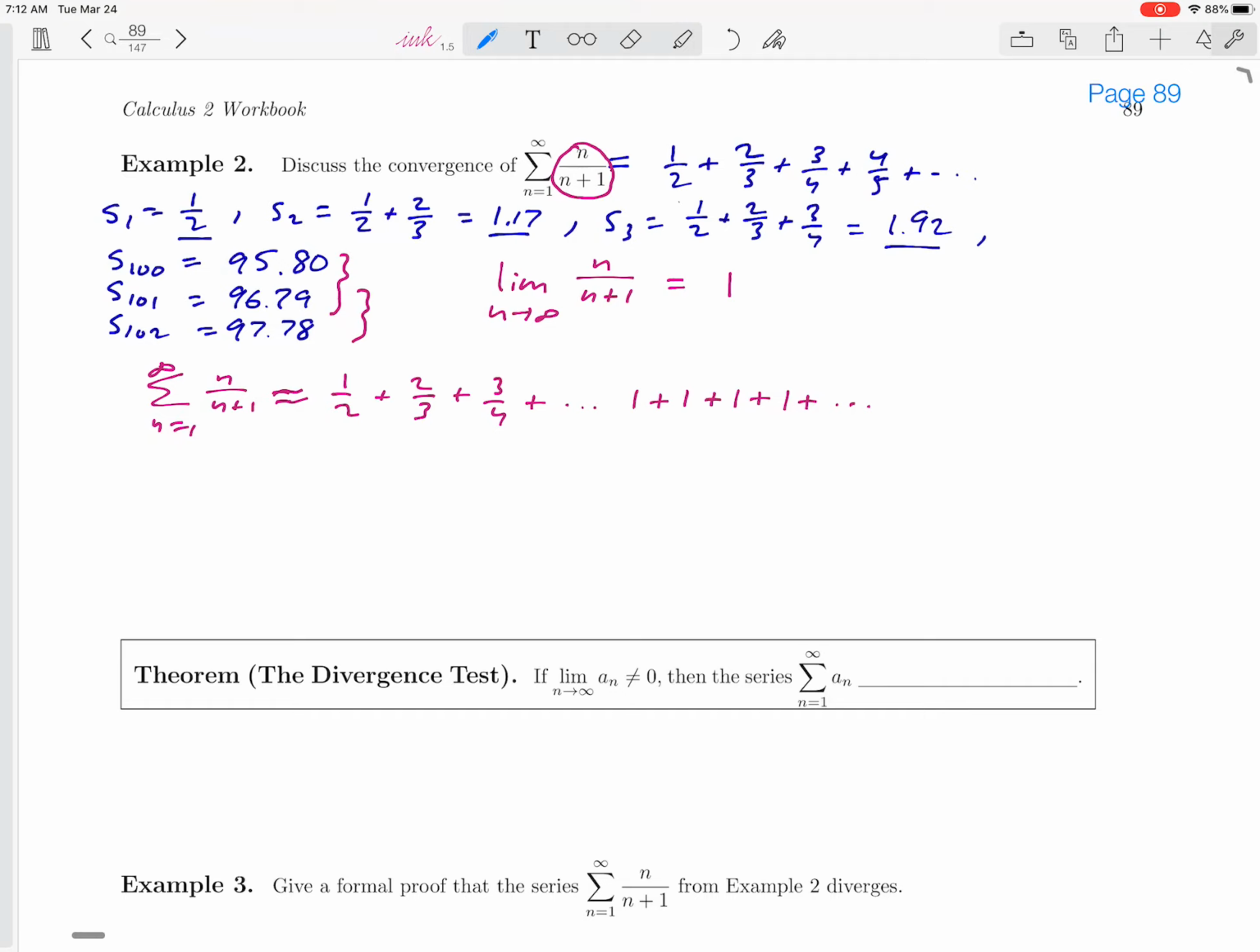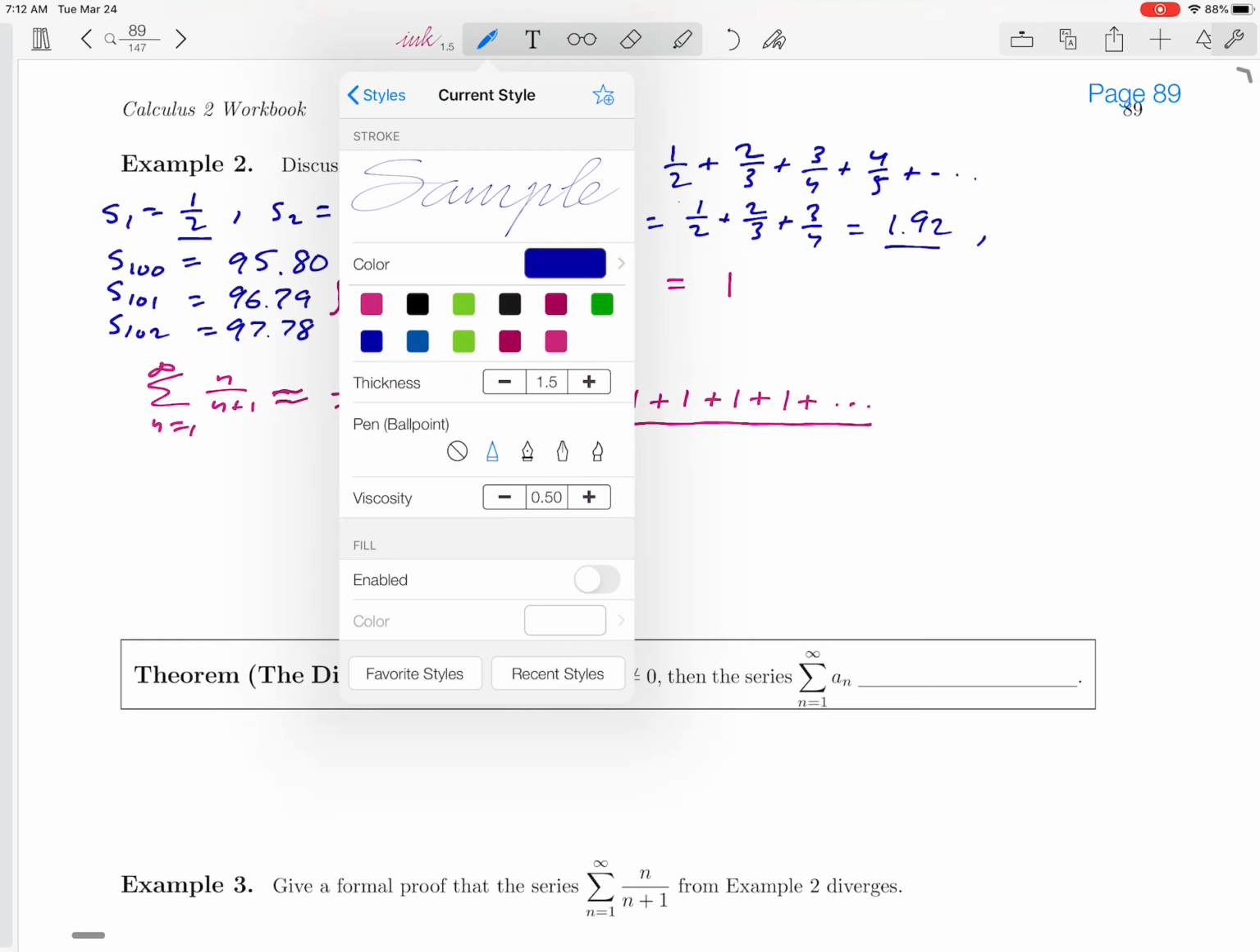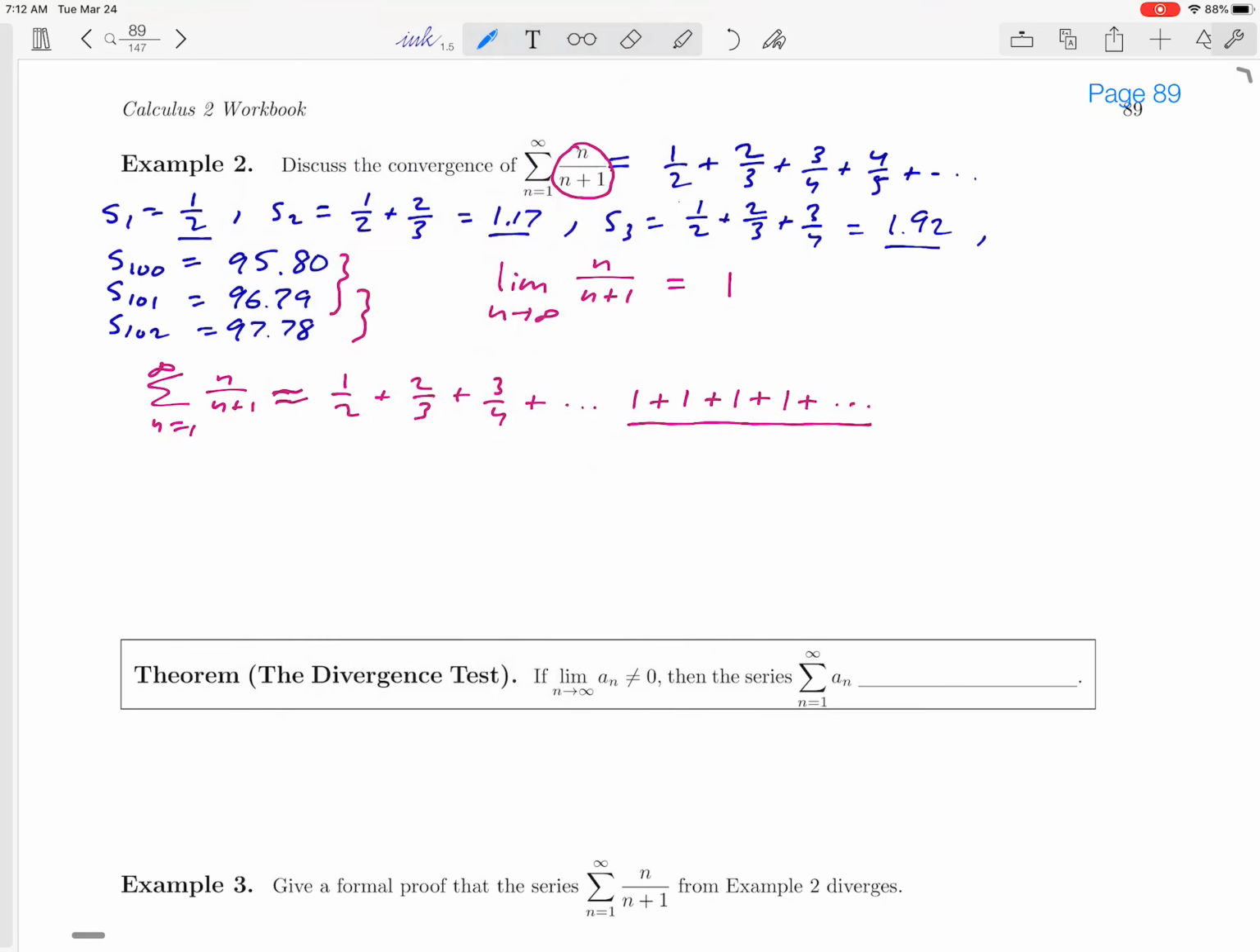Okay, so here's my question to you. What happens if you take the number 1 and add it to itself infinitely many times, over and over and over again? It's going to go off to infinity, isn't it? Which tells us that this series has to diverge. Okay, let's see if we can put that all into words here.